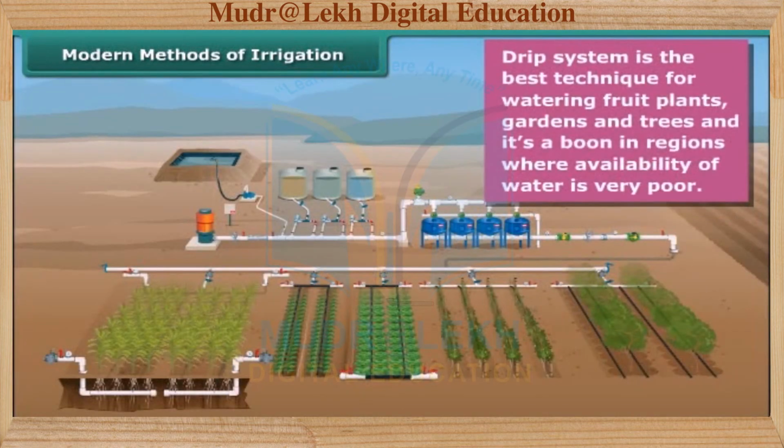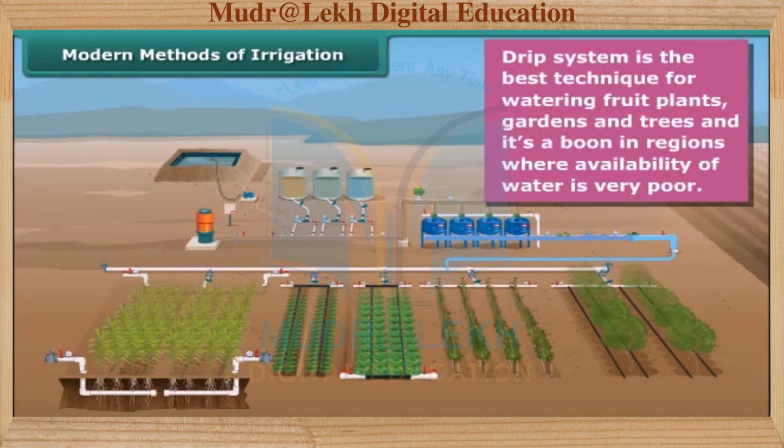Next is a drip system. In this system, the water falls drop by drop just at the position of the root. It is the best technique for watering fruit plants, gardens and trees. We can see water is not wasted at all, and hence we can say that it is a boon in regions where availability of water is very poor.